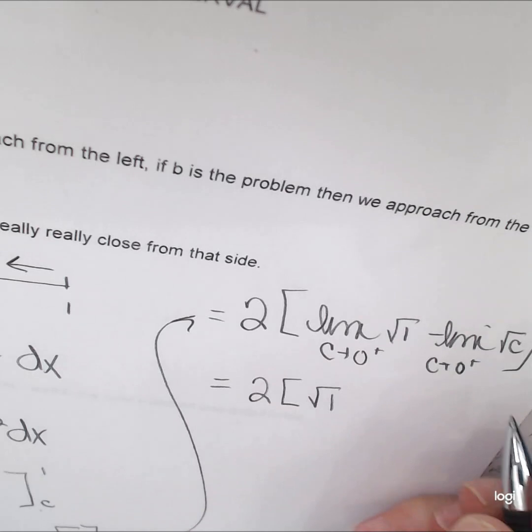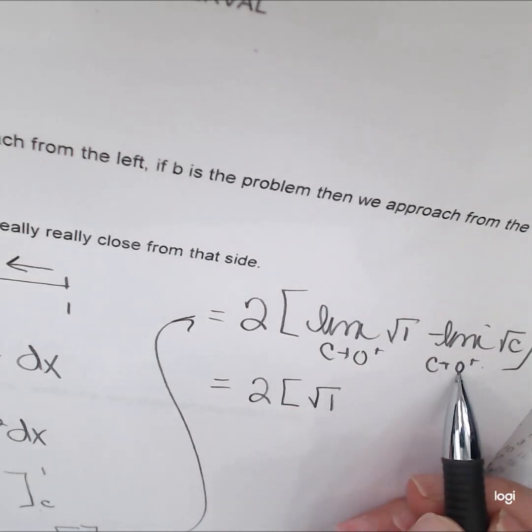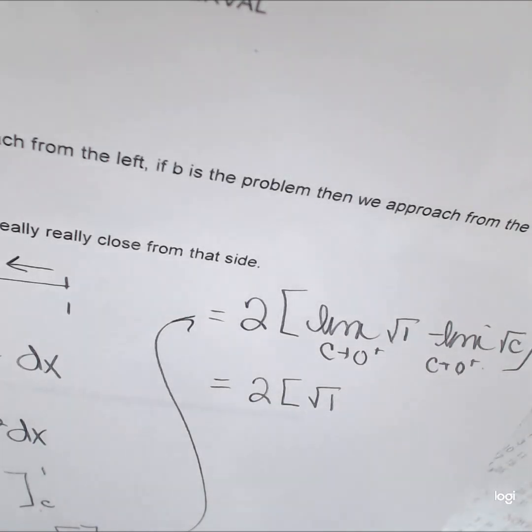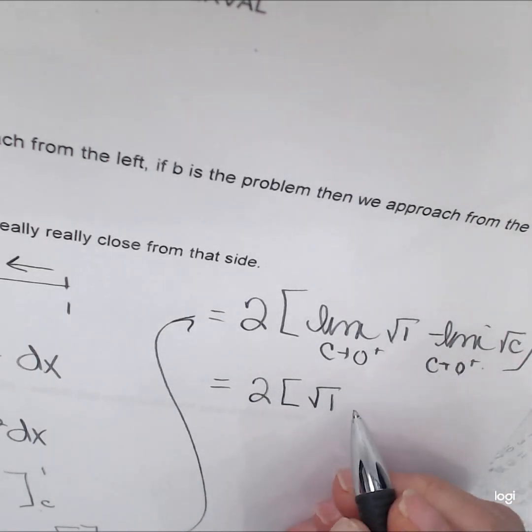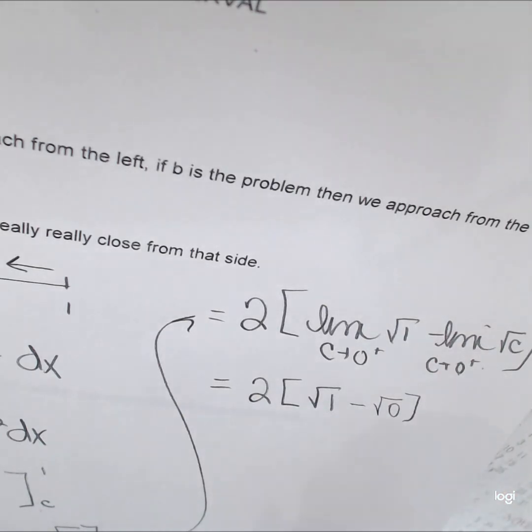That's easy enough. And here, as I said before, even when we have a one-sided limit, the first thing we try to do is a direct substitution. And in doing the direct substitution, I just simply get the square root of 0. So this is going to be square root of 1, which is 1 minus 0, or 2 times 1, which is 2. So we see that this particular integral does converge to a value of 2.